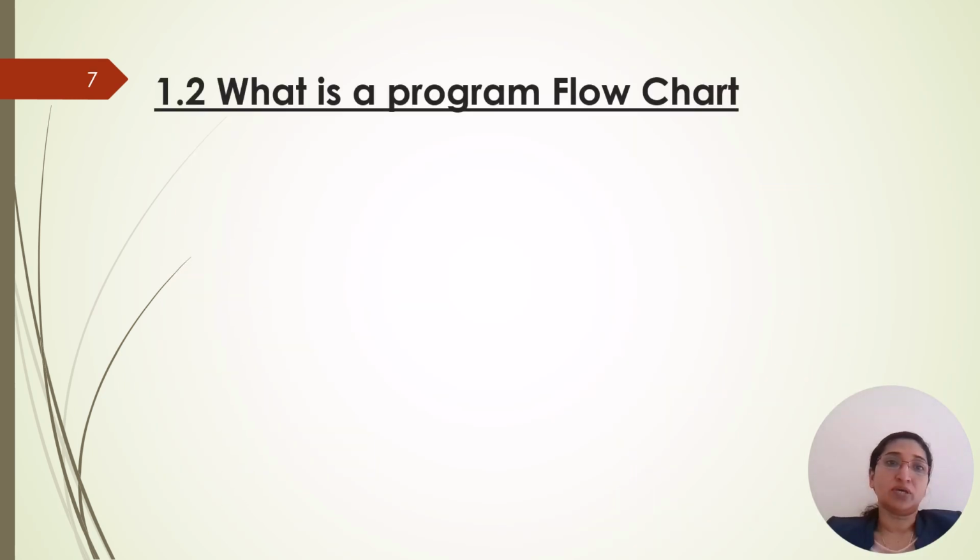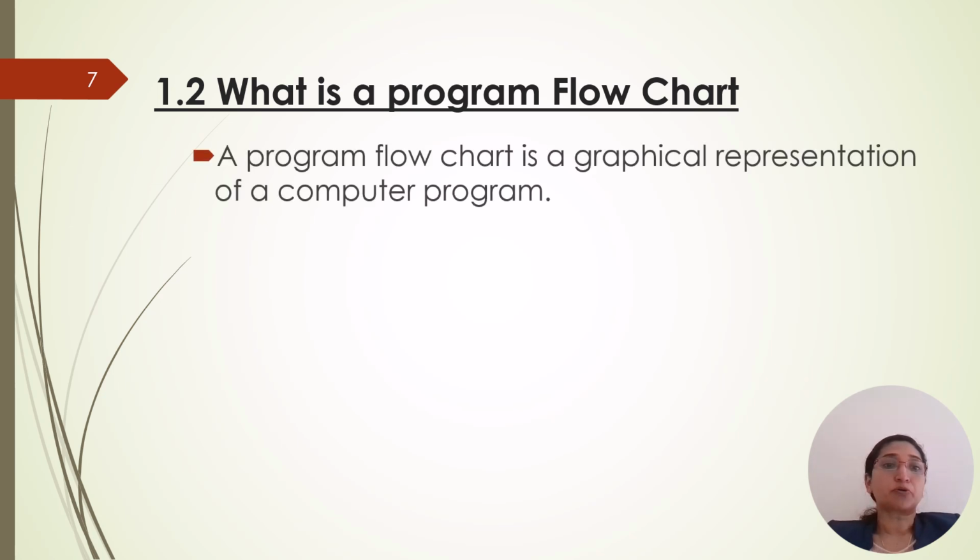So with that knowledge, now we can see what is a program flowchart. A program flowchart is a graphical representation of a computer program. You can have flowcharts for your business decisions. You can have flowcharts for your real life activities like making a cup of tea. Those are problem solving algorithms. Similarly, you can have a flowchart for your computer program. So a program flowchart is a graphical representation of a computer program.